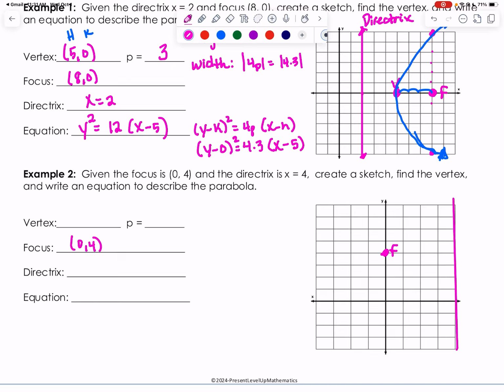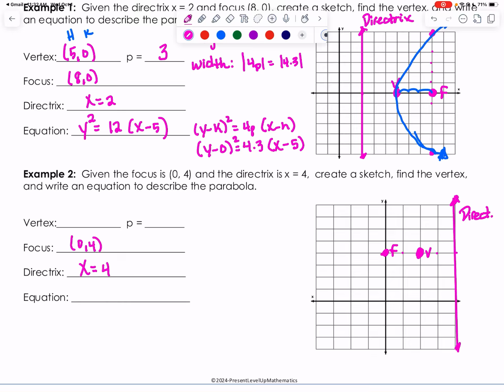at x equals 4. Let me label that. That's our directrix. And let's write that down too: x equals 4. Remember, our vertex can be found halfway between the focus and the directrix. So how many units is it from the focus to the directrix? 1, 2, 3, 4 units. So that means the vertex must be 2 units away.